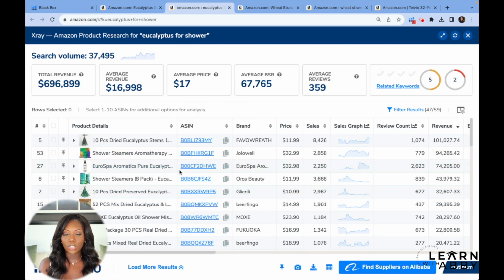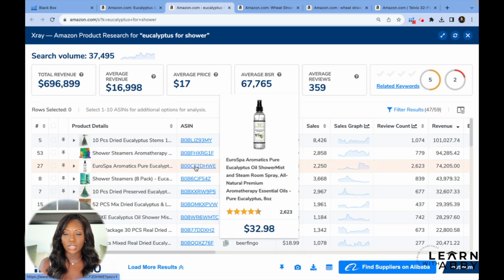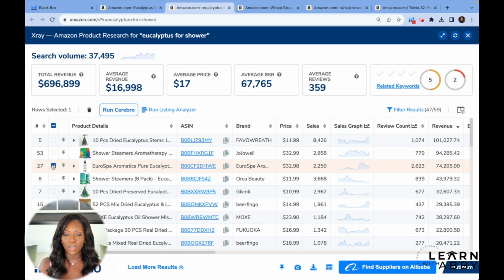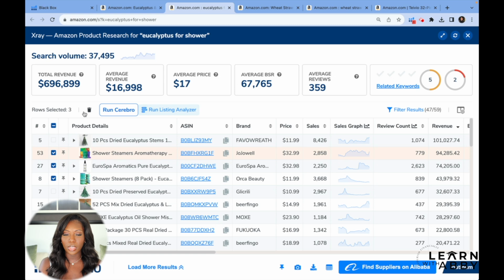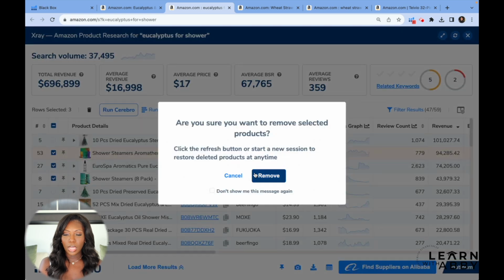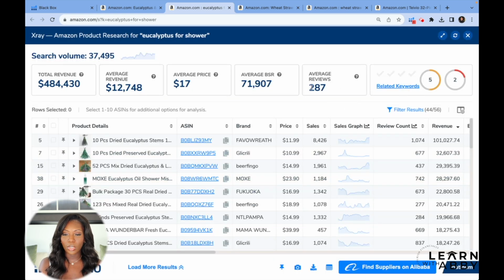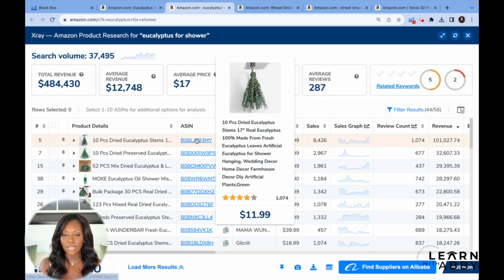I'm gonna remove this one as well because this is eucalyptus shower mist, and that is not the product we're trying to sell. Another steamer. Let's see if there are any other items that don't belong here. This one does not belong here either. Those are all steamers. And we're gonna remove all of those. And now we're down to 287. We're getting closer to that 200 number that we would like to see.